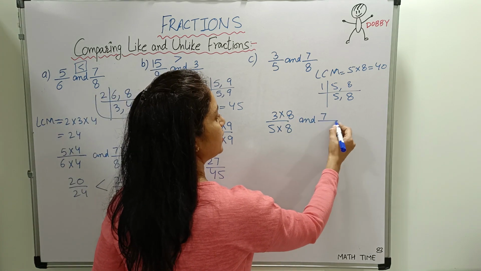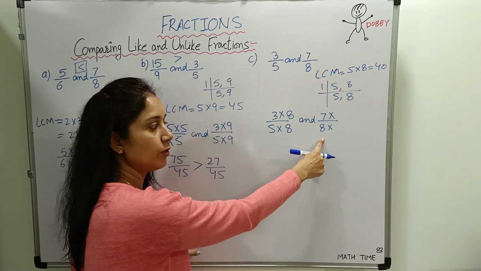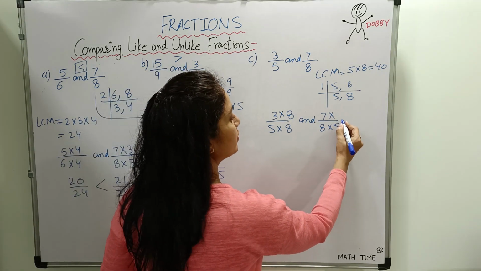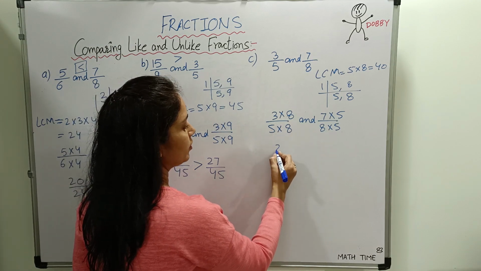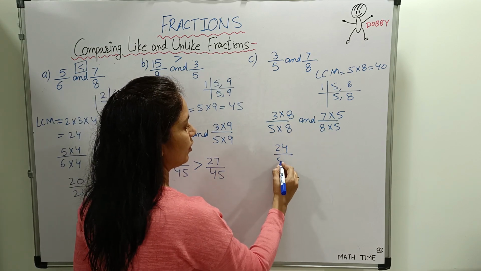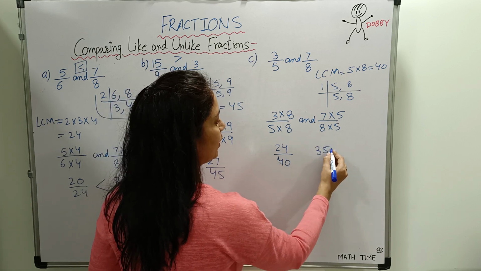Going to the next, the second fraction is 7 upon 8. By which number should we multiply 8 so that it becomes 40? 8 5s are 40. Now multiply. 8 3s are 24, 8 5s are 40. And this 7 5s are 35, 8 5s are 40.